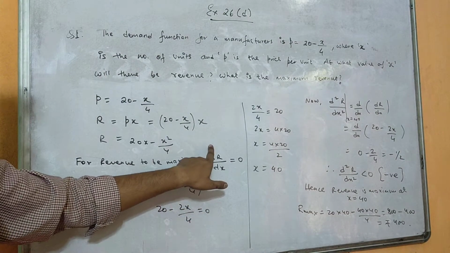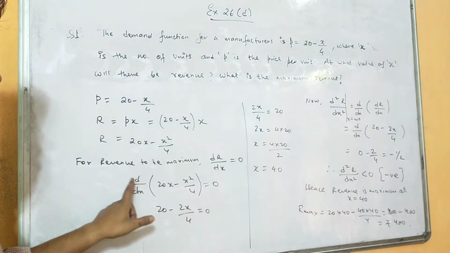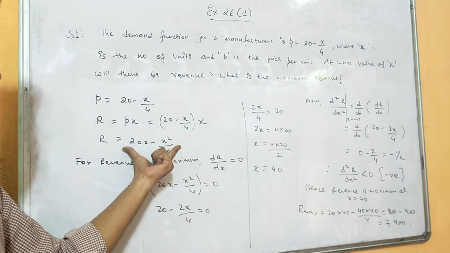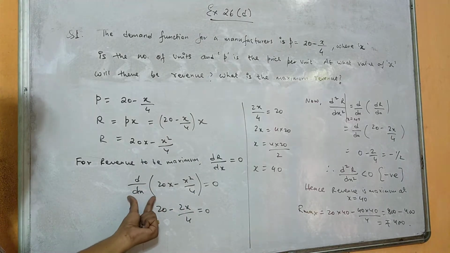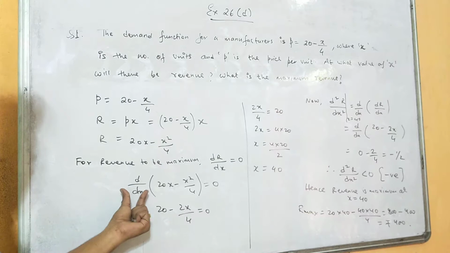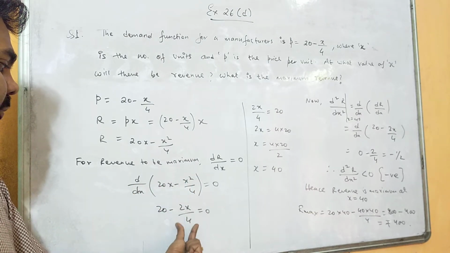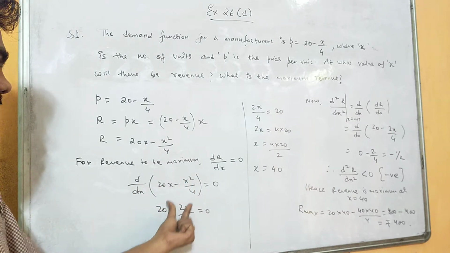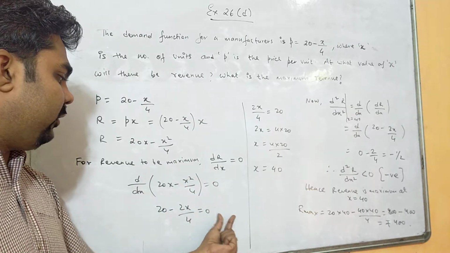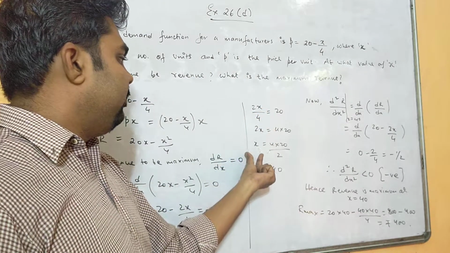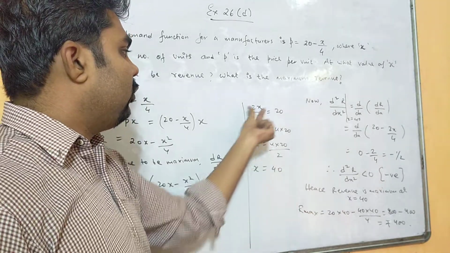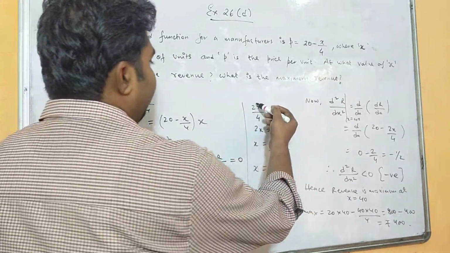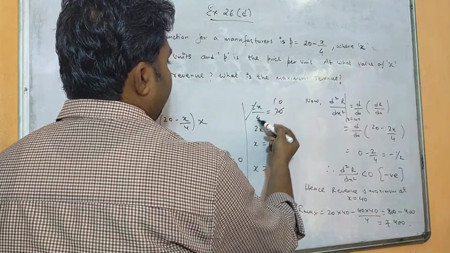So what is our first step? dR by dx equals 0, that is d/dx of R. What is R? 20x minus x square by 4. If you differentiate this, d/dx of 20x is 20, and d/dx of x square by 4 is 2x by 4, right? So 20 minus 2x by 4. If you take 2x by 4 to the other side, then in place of x you will get 40, right? If you cross multiply, or even cancel directly: 2 tens are 20, 4 tens are 40.